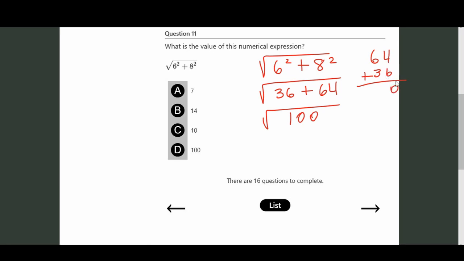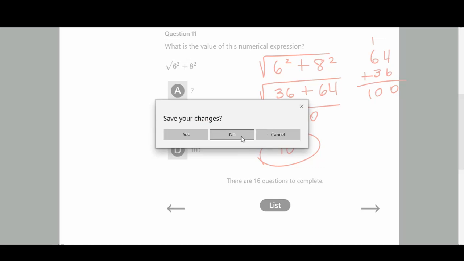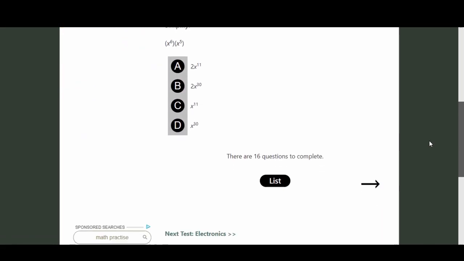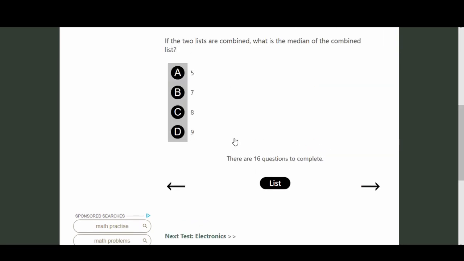4 plus 6 is 10, carry the 1. 6 plus 3 is 9, plus 1 is 10. Okay? Square root of 100, we should know, is just 10. So the answer to this problem is just 10. Okay, so that was that one. Let's move on to number 12.